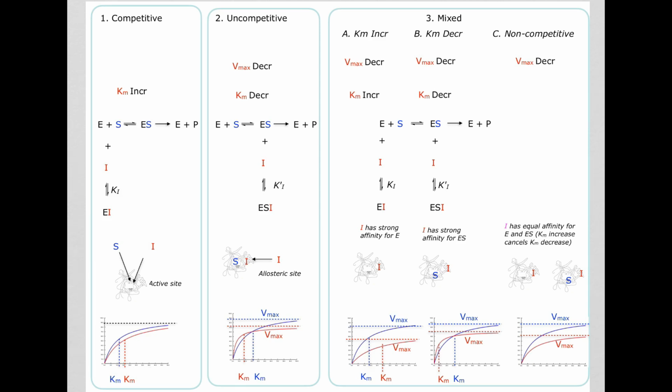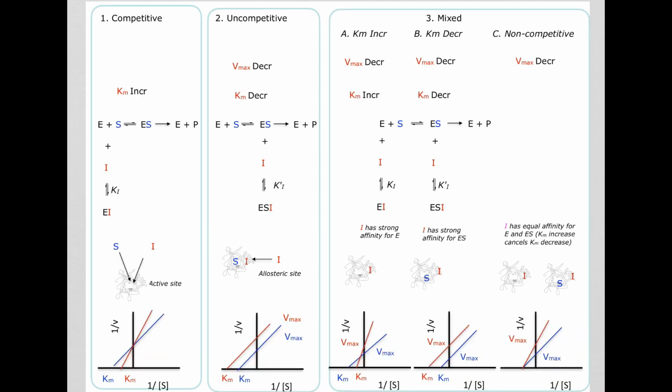So these are the effects of these reversible inhibitors on the Km and/or the Vmax of an enzyme catalyzed reaction. The effects of these inhibitors on the Michaelis-Menten curve are seen clearly from these diagrams. We can similarly see the effects of these inhibitors on Km as well as Vmax on the Lineweaver-Burk plot.